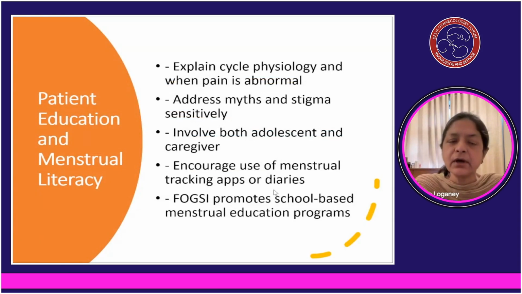The important part here is we would like to do patient education and the education of the parents, explain the cycle physiology and when the pain is considered to be abnormal, address myths and stigma, involve both adolescent and her parents, encourage use of menstrual tracking apps and diaries, and ACOG promotes school-based menstrual education programs.